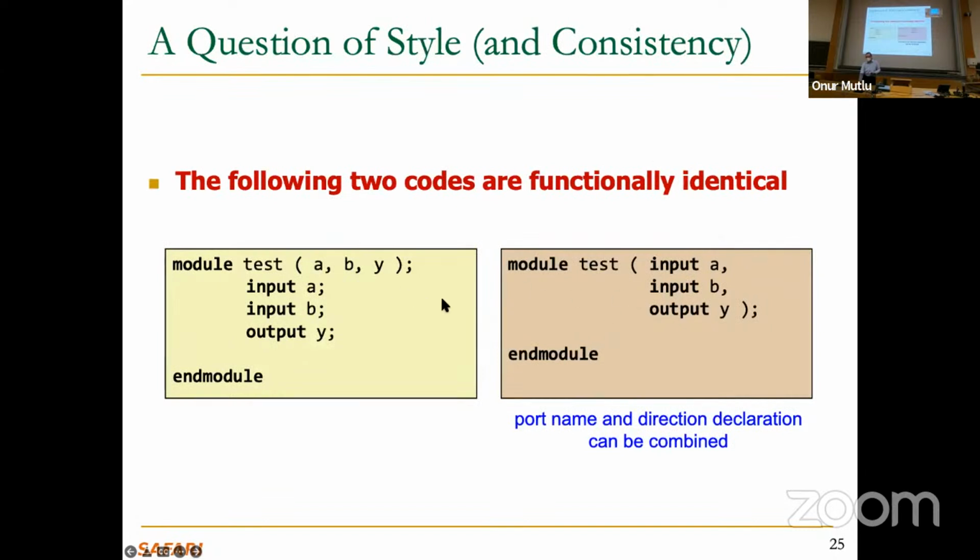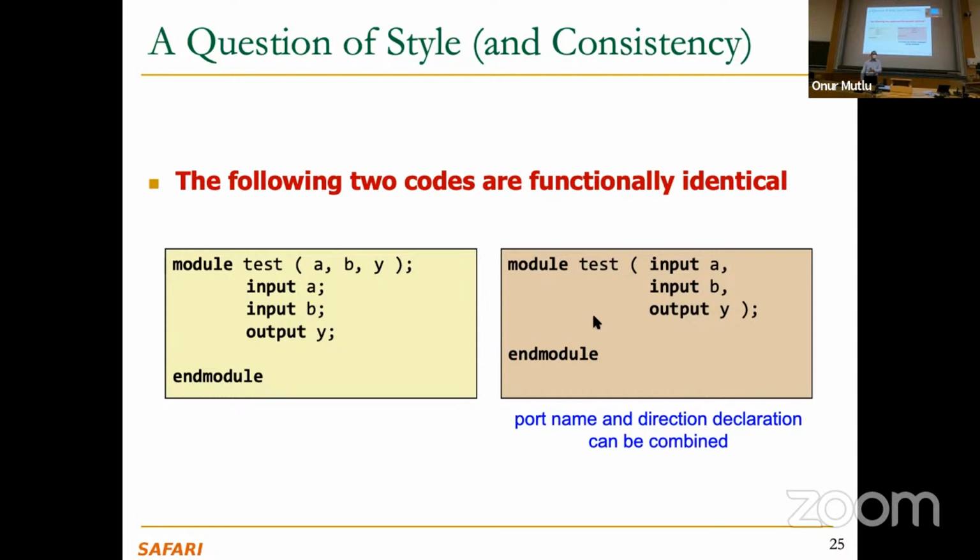And the following two codes are actually functionally identical. Verilog allows you to do both. You can declare the inputs and outputs either in the parentheses of the module declaration, or inside the module, as the first thing over here, okay? Basically here, you combine the port name and the direction. Of course, this is a question of style and consistency. It's always good to have a consistent way of designing things whenever you're doing any design, software or hardware. And this may be dictated by somebody who defined the style. And it's good to always have a good style, basically.